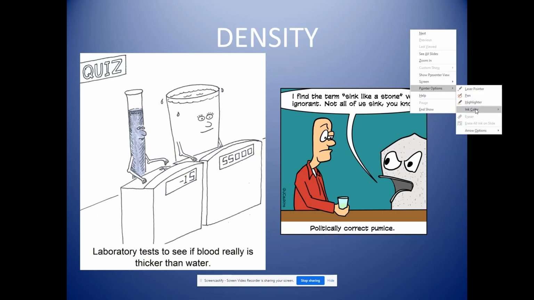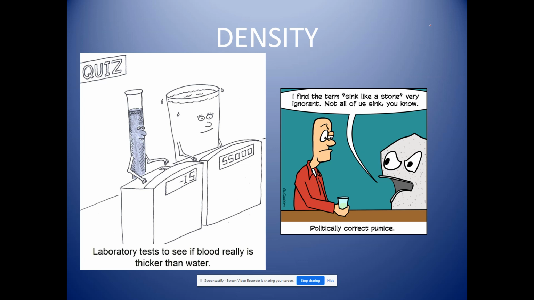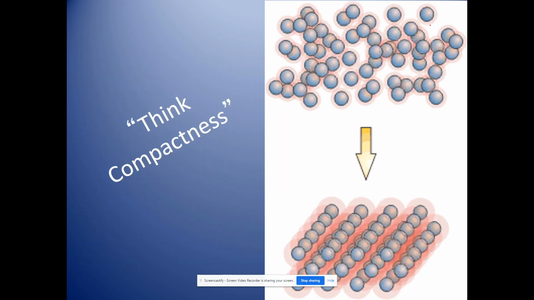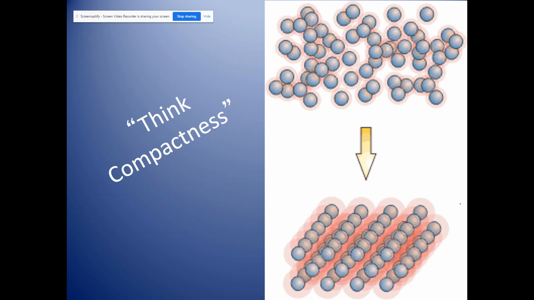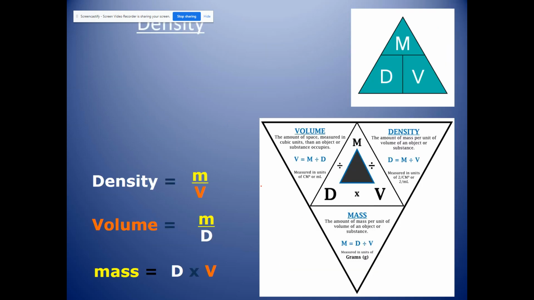So we are going to be talking about density today. And if you want to think about something when you're thinking about density, think about compactness, because that's what density is all about. This is a concept that started a long, long time ago, before Isaac Newton and most of the scientists that we've already been talking about.